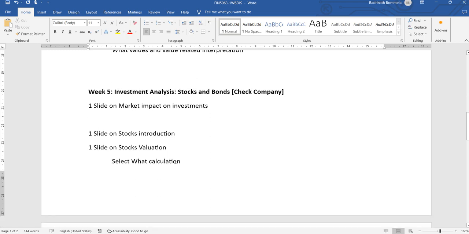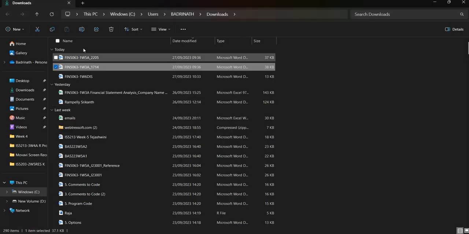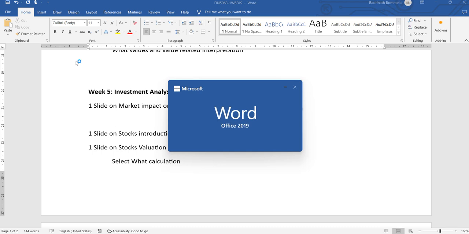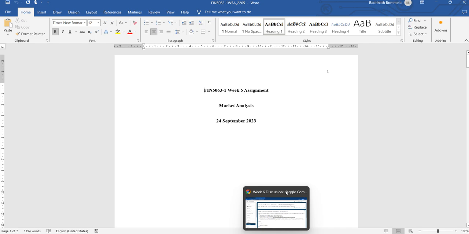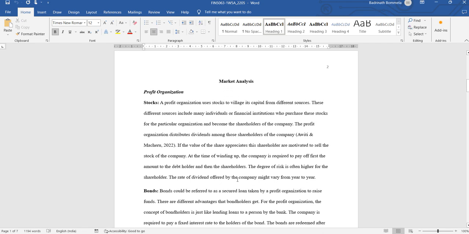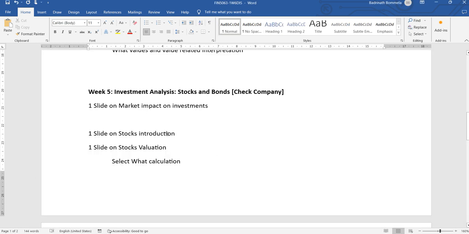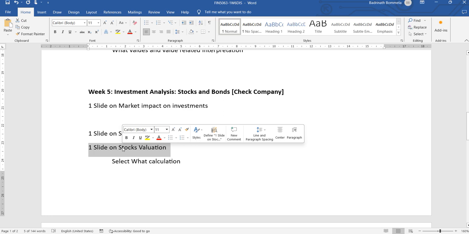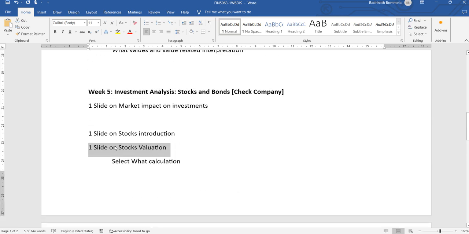After that, it will be week 5 investment analysis. Then we open your week 5 document. The week 5 document also clearly discusses market analysis and investment analysis. So make sure you follow the structure and discuss how important it is to evaluate a stock, and then what kind of calculations you made, as is followed for week 3.